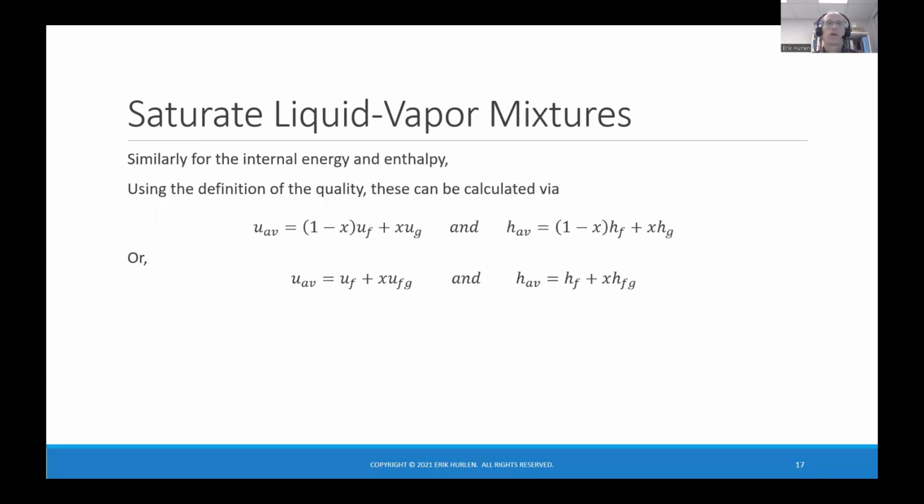Once the quality is known, we can then calculate values for internal energy and enthalpy. Again, the values for these quantities in both the liquid and vapor phases are given in the table, along with the differences. So there are two ways to calculate these quantities for a given value of the quality x. Either u average equals 1 minus x times u_f plus x times u_g, based on the definition of the quality x, or u average equals u_f plus x times u_fg, and similar for the enthalpies.